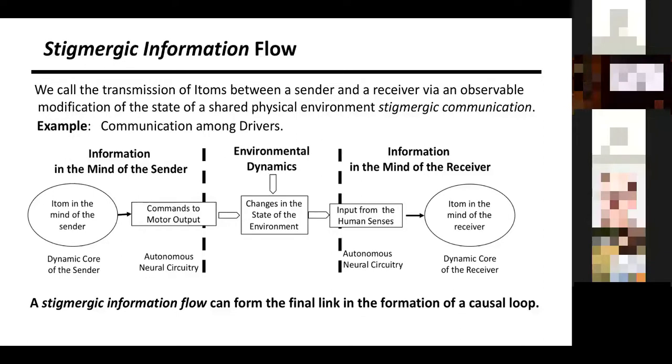Now, why is this so important? In many real-time systems, the stigmergic information flow, that means the changes of the environment and then the perception of the changes by some other system part, causes a closing of a link in a loop. That means by the stigmergic information flow, a loop is closed between the sender and receiver. And whenever we have a loop, we have the possibility of emergent behavior.